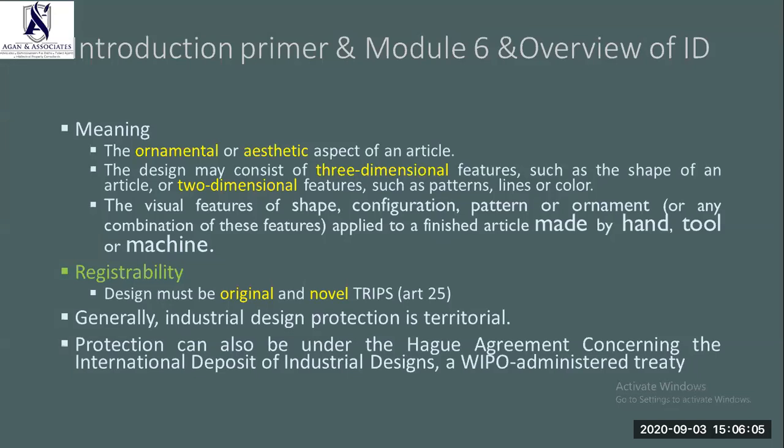Very important that these things are properly understood and not mixed up. This particular one, in industrial design, what we look at is how original the design is. Novel means something that has not been seen before, new. Naturally, design protection is territorial.